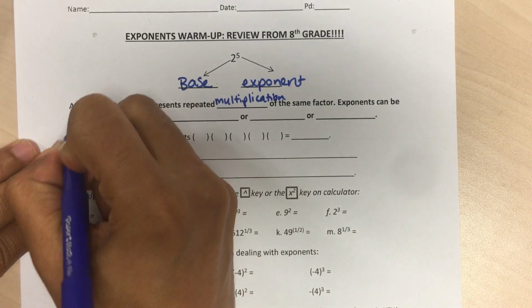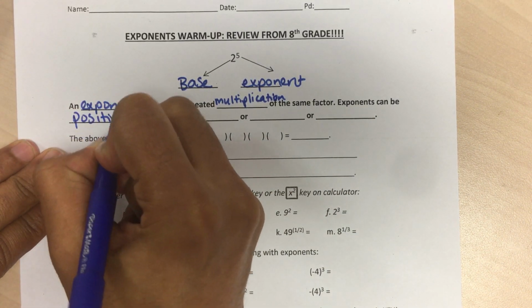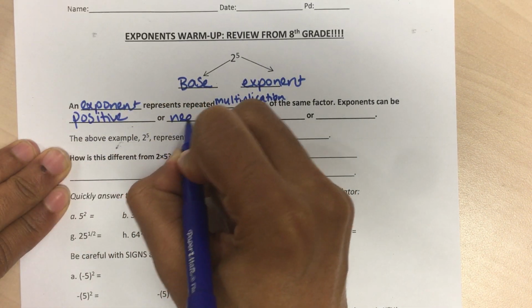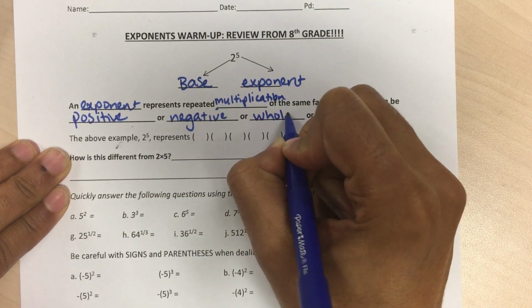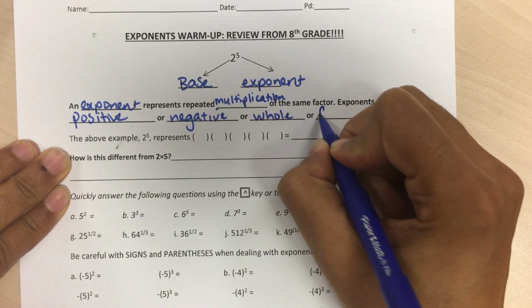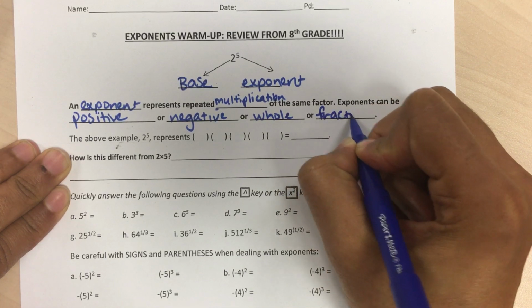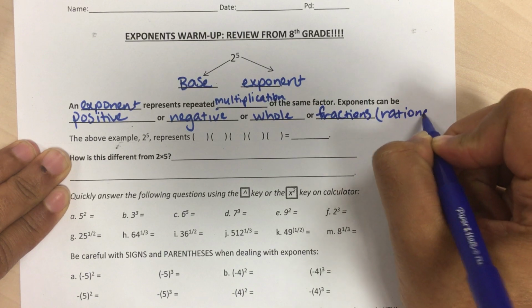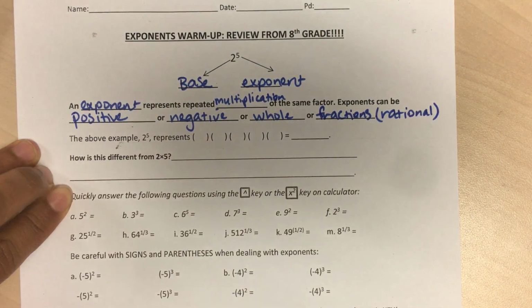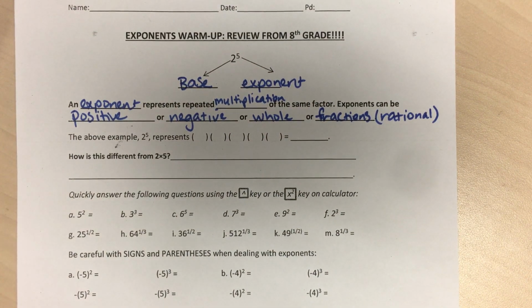Exponents can be positive numbers, or negative numbers, or whole numbers, or I'll write fractions here, but they're typically called rational numbers. Okay, we can have positive exponents, negative exponents, whole exponents, and fraction exponents.